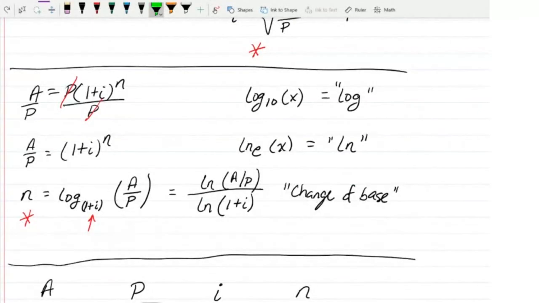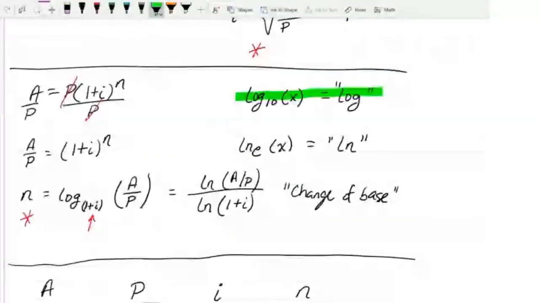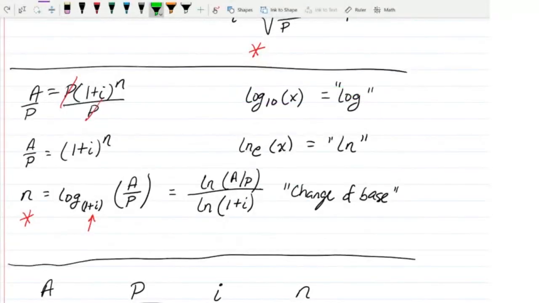And so if I'm going to ask Desmos to help me, I'm going to need to use what's called the change of base formula, because the Desmos calculator can only handle 2 kinds of logarithms: logarithm base 10, which is the LOG button on the calculator, and logarithm base E, which is the LN button on the calculator. We don't need to work with E too much in this class, right?